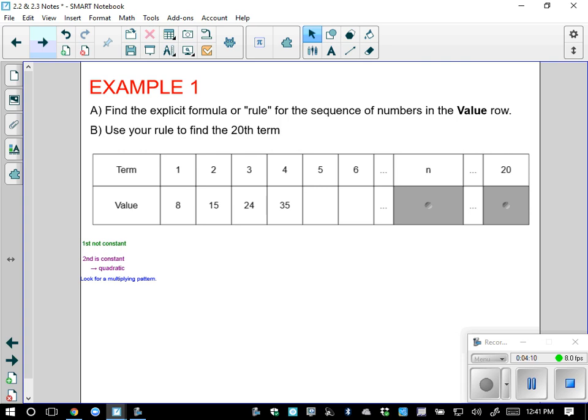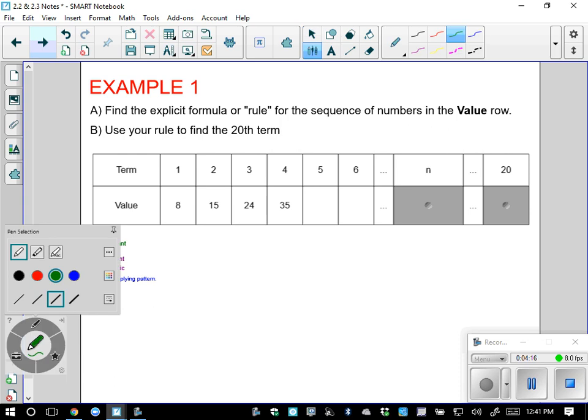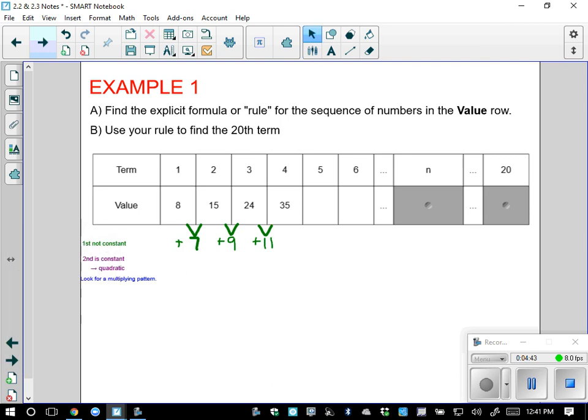So we learned about linear patterns this week, and in order to do the linear pattern, we always look at the first difference and see if we have a linear pattern. So the first difference here, 8 plus 7 is 15. So we're going up by 7. But then 15 plus 9 is 24. And 24 plus 11 is 35. So we look at that first difference and we say that it's not constant.